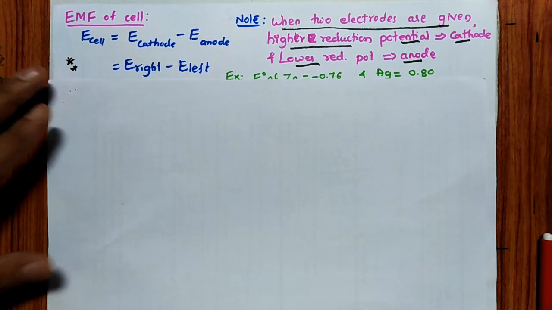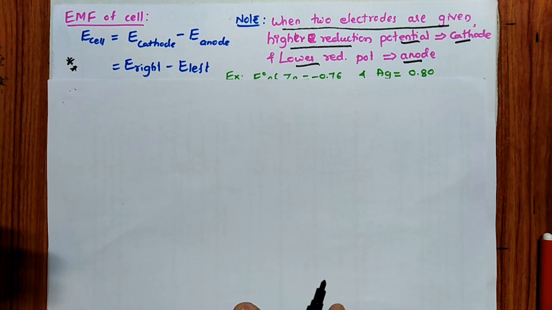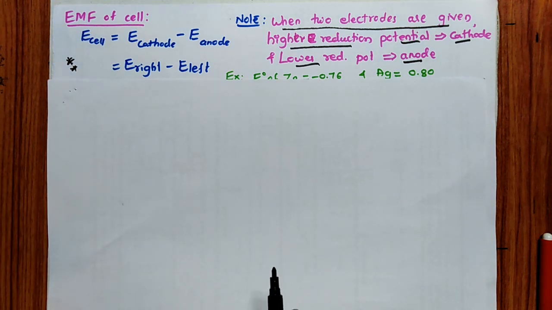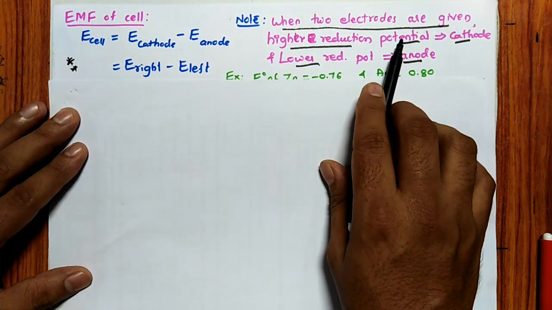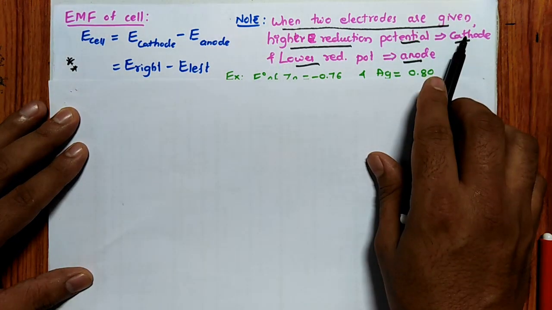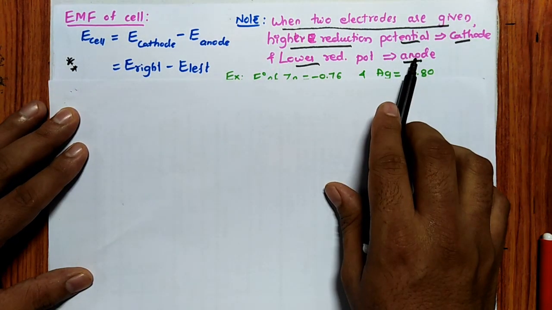Here I am not talking about negative or positive. If both are positive, then higher positive is taken as cathode, lower positive is taken as anode. If both are negative, then lower negative, that is higher reduction potential, is taken as cathode. Correct? So lower negative is taken as cathode, higher negative is taken as anode.